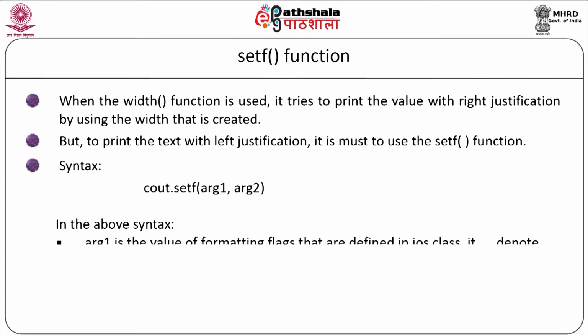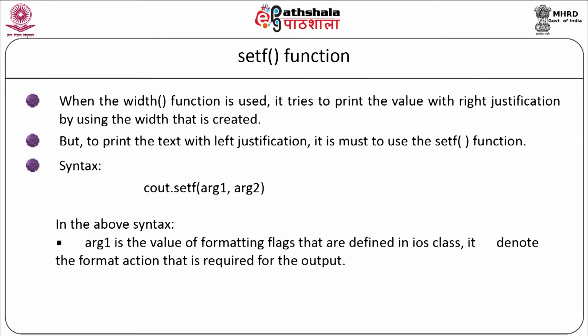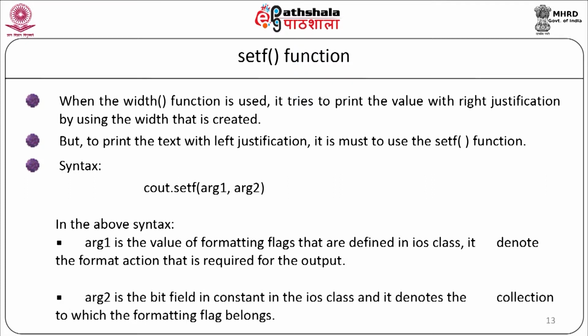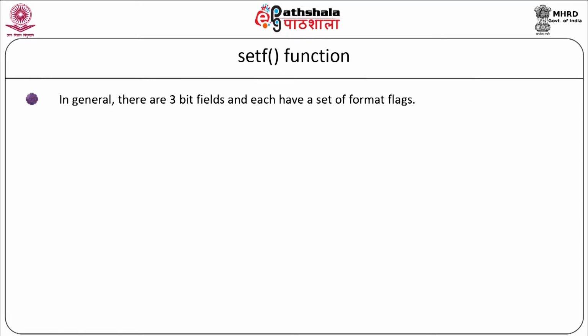Now in this syntax, argument 1 is the value of formatting flags that are defined in the ios class. It denotes the format action that is required for the output. Argument 2 is a bit field constant in the ios class, and it denotes the collection to which the formatting flag belongs. In general, there are 3 bit fields and each has a set of format flags.